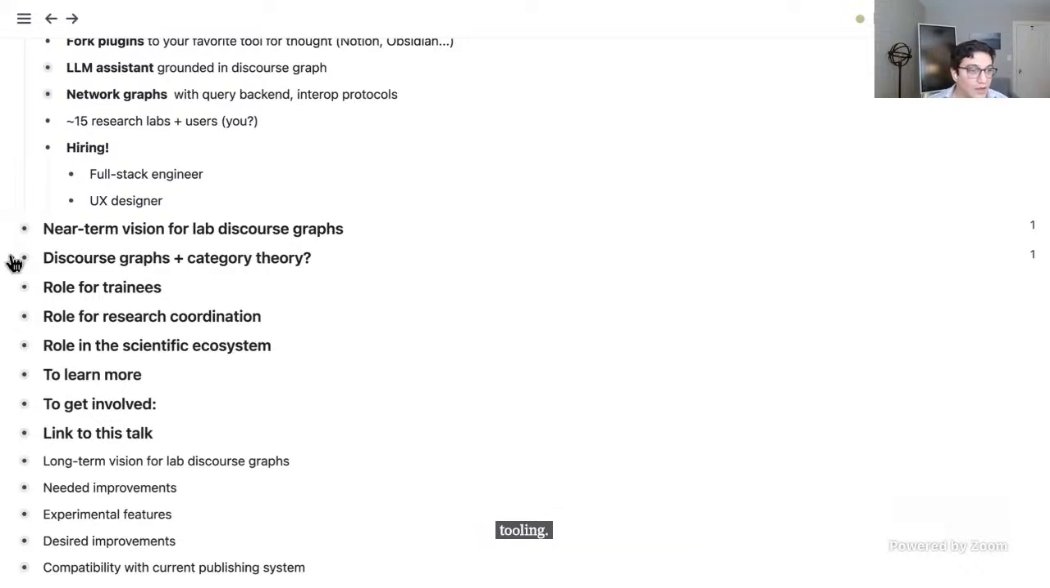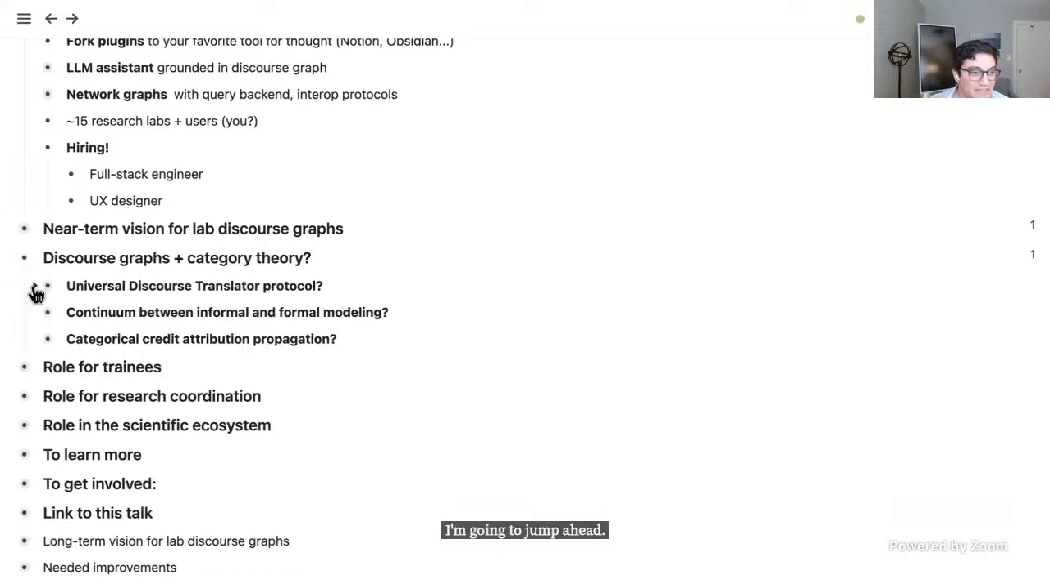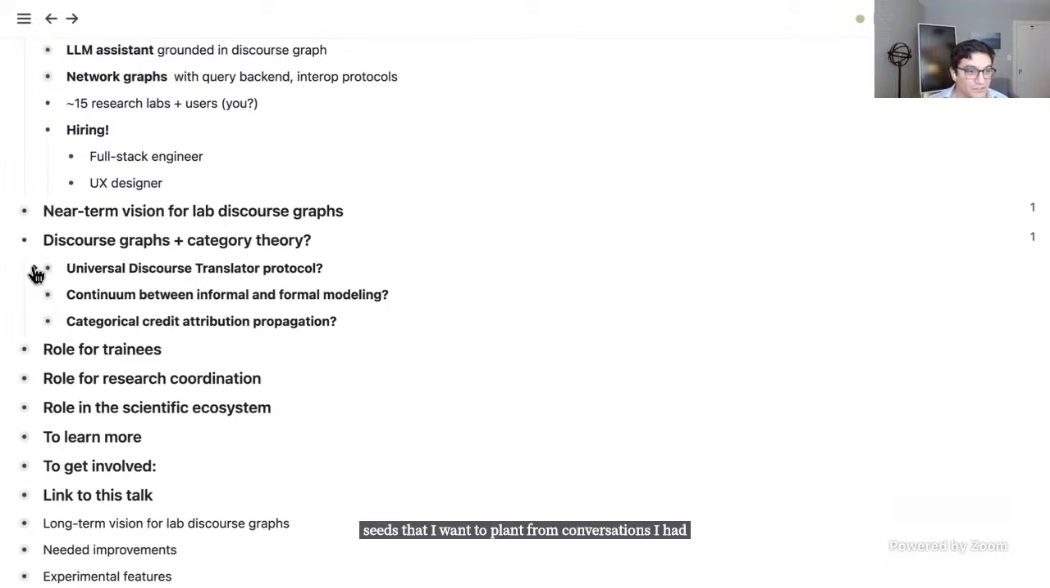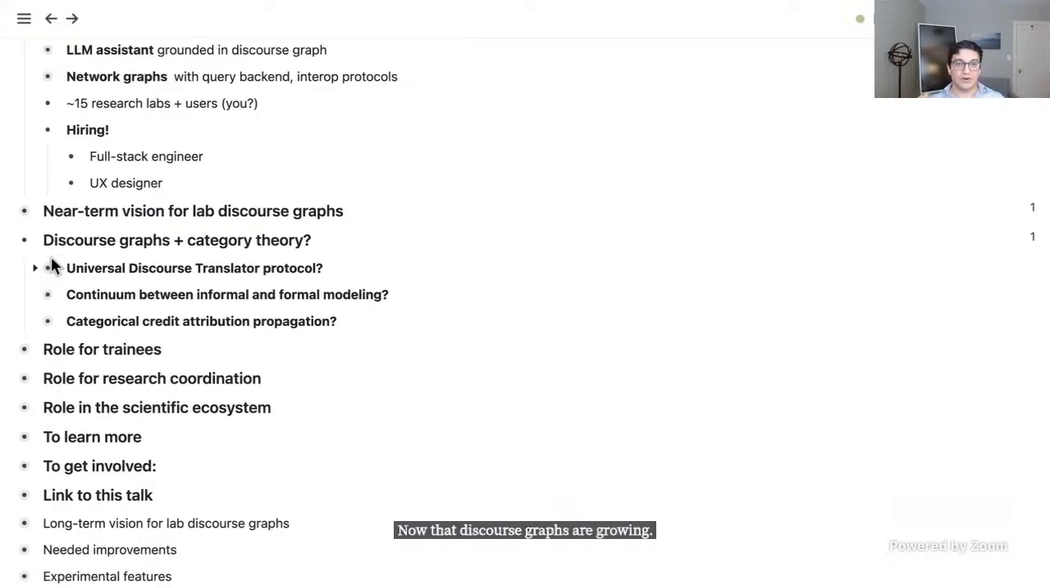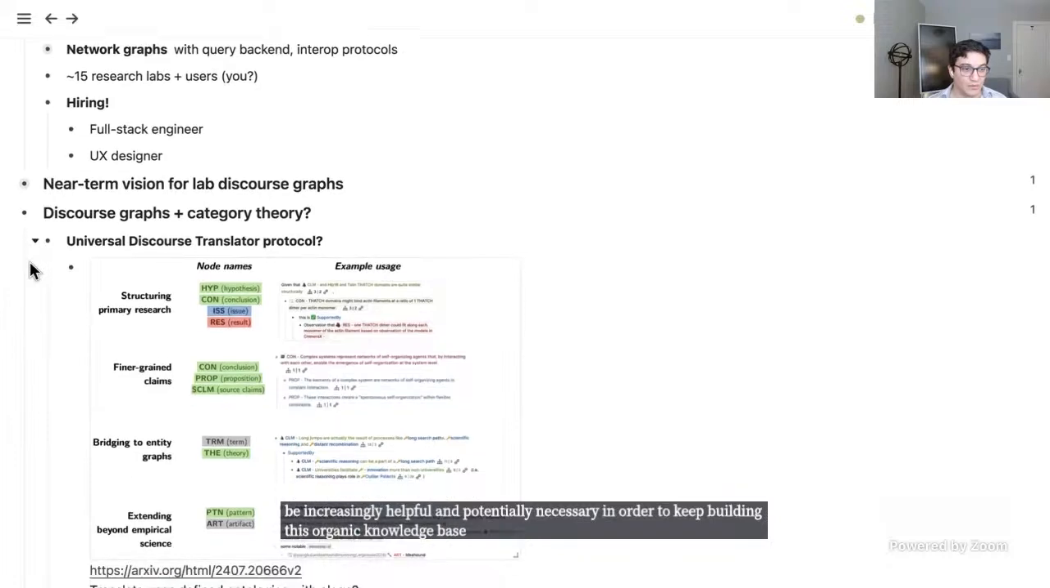So I'm going to jump ahead to a couple of seeds that I want to plant from conversations I had with various people at Topos Institute. Now that discourse graphs are growing, these category theory type approaches will probably be increasingly helpful and potentially necessary in order to keep building this organic knowledge base in a scalable way.